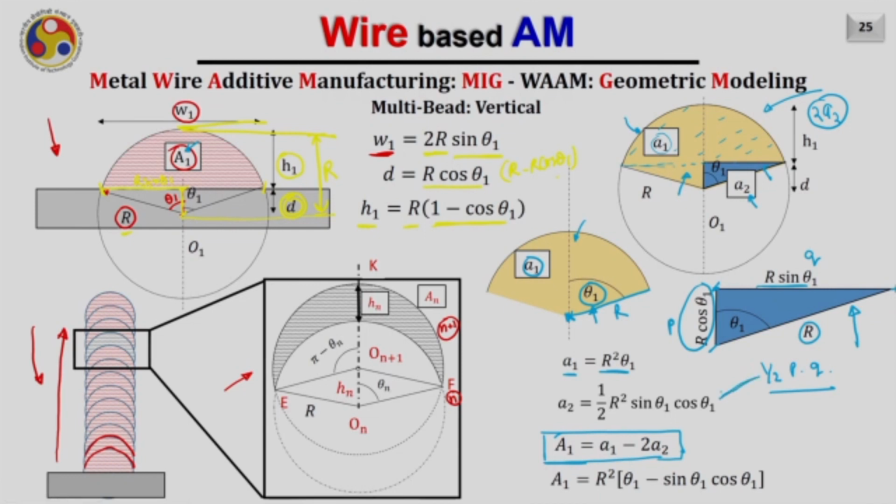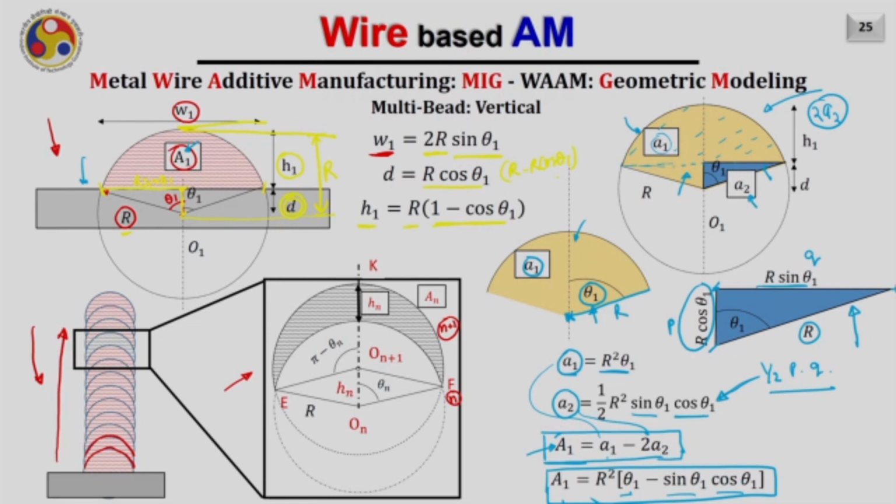If I put in these values of the lengths, I can obtain the area as A2 equals 1 by 2 R square sin theta 1 cos theta 1. Now, I have small a1 and small a2. I can now easily calculate the value of the capital A1, and this area will be equal to a1 minus 2A2. Further, keeping these values of a1 and A2 in this equation, I can obtain the expression for the area of the bead deposited on the flat surface, that is A1, and A1 will be equal to R square into theta 1 minus sin theta 1 cos theta 1.